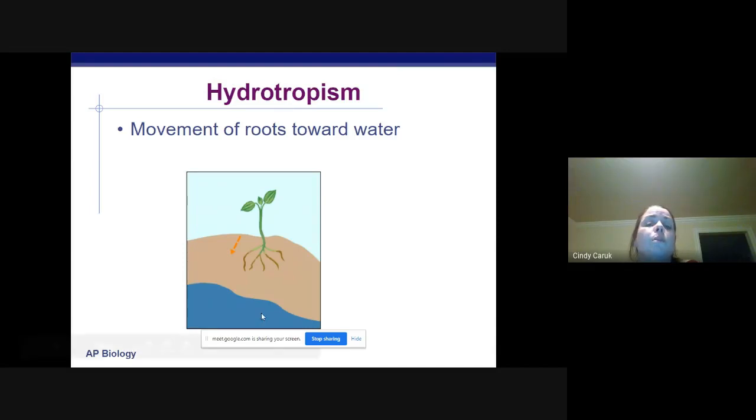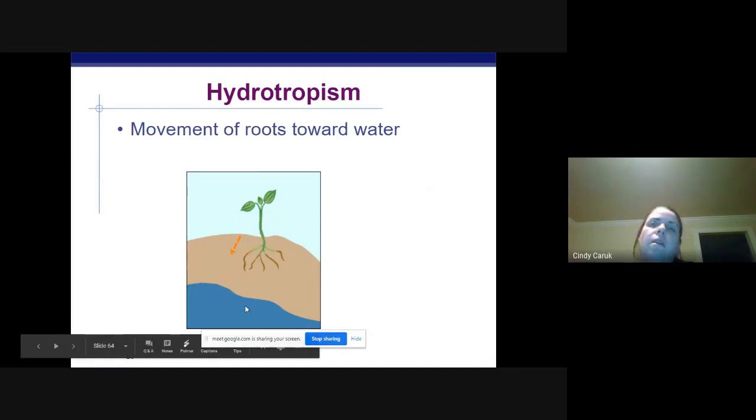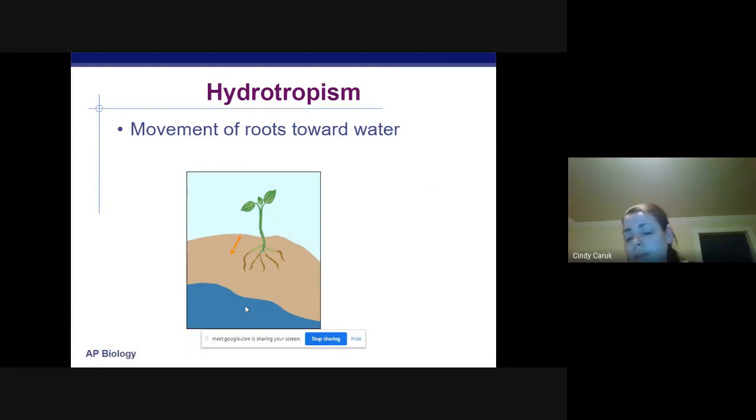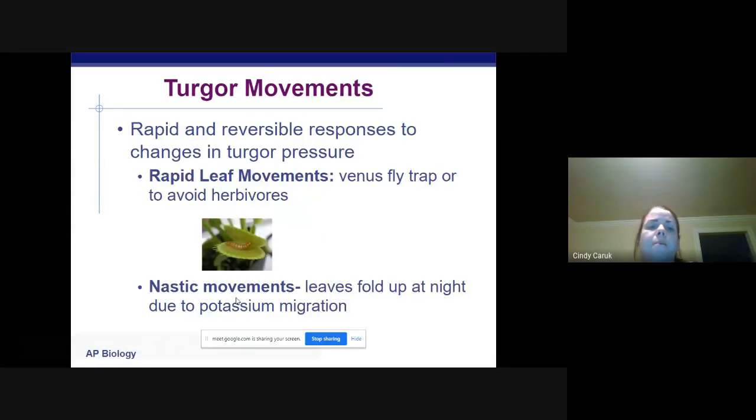Hydrotropism, that's the movement toward water. This is a big problem in West Hartford because the trees like water, and in a lot of the yards, if you go look outside, you'll see there's a tree in the front yard. They put them right near the sewage drain, which has water. And so the tree roots want to find the water, they'll grow toward it, and then they can break the sewage pipes, which is very expensive.